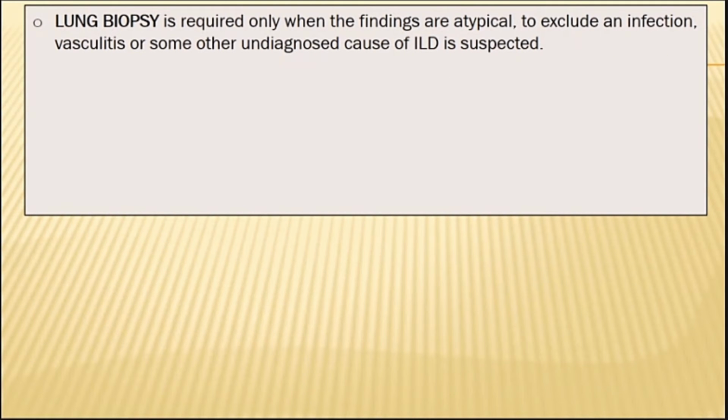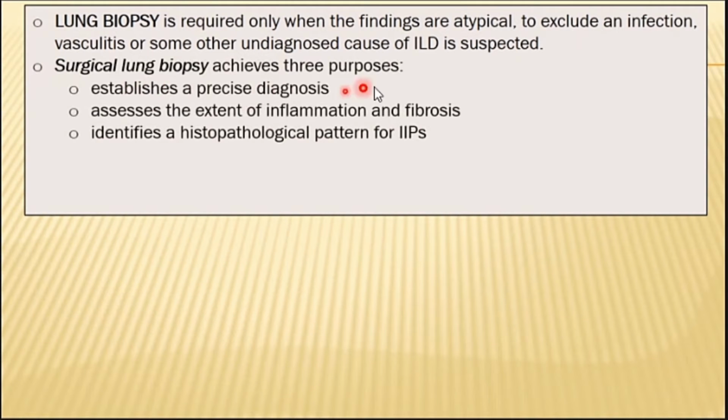So lung biopsy, usually the procedure of choice again is a surgical or open lung biopsy. It achieves three purposes: it establishes a precise diagnosis, it assesses the extent of inflammation and fibrosis, and also identifies histological patterns of the IIPs, the idiopathic interstitial pneumonias. The reason why it's preferred is because when you do a surgical lung biopsy, it is an open lung. You open up the chest, and so you can take a large chunk of the lung tissue as much as required. Because pathologists are very fussy people. Whatever you give them, they'll ask for more.